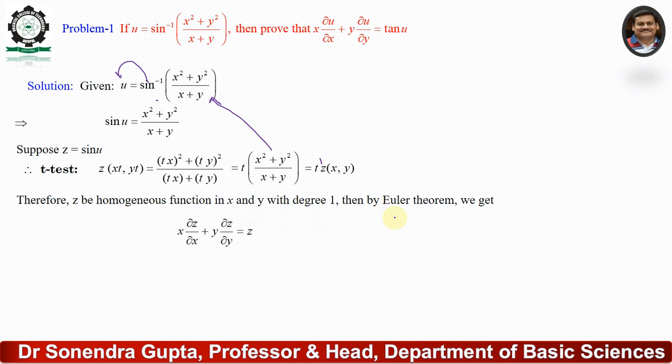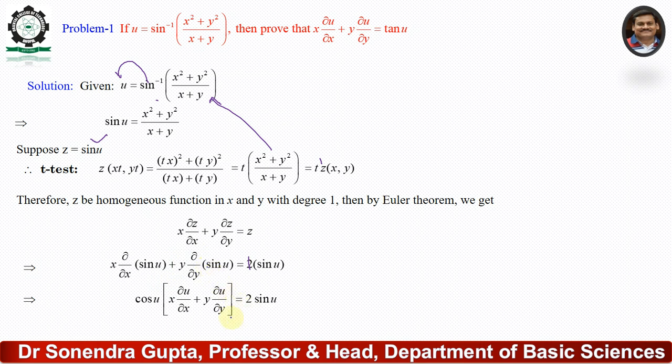Then by Euler's theorem we get x del z upon del x plus y del z upon del y equals z. Now the value of z is sin u. Putting the value of z here, x del upon del x of sin u plus y del upon del y of sin u equals sin u. Now we differentiate sin u with respect to x and y, which gives cos u del u upon del x and cos u del u upon del y. Dividing by cos u, we get tan u. Now this is your required solution.